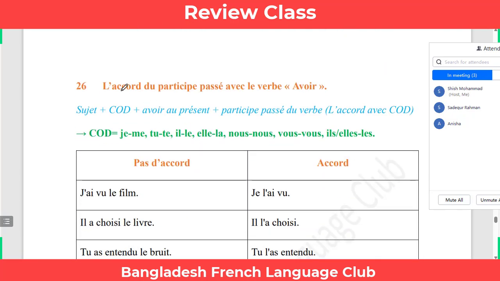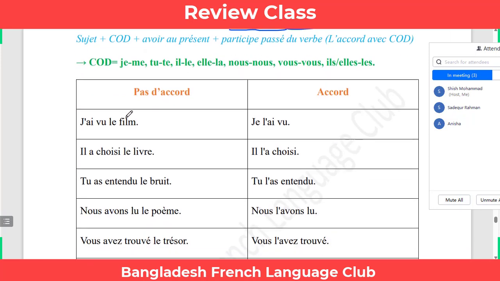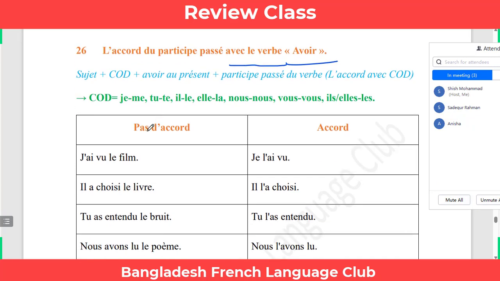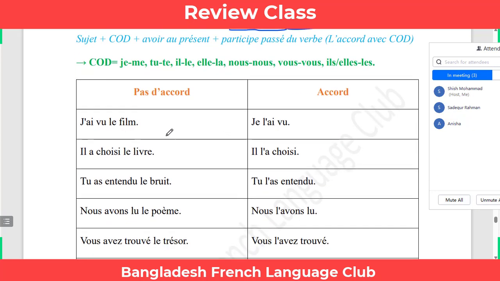And l'accord du participe passé avec le verbe avoir. Okay, so maybe we have seen it when we were doing the double COD. Here in this sentence you can see pas d'accord, j'ai vu le film. So here le film is the direct object, and if we use the COD, then it will be written this way, je l'ai vu. Alright, je l'ai vu.